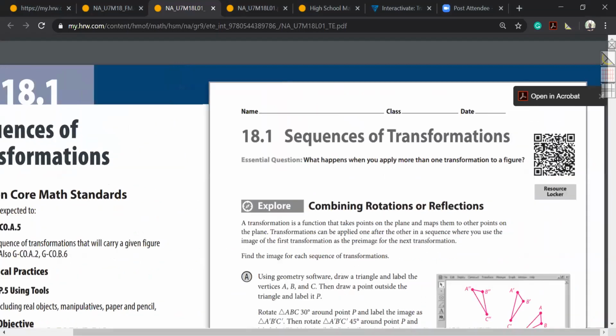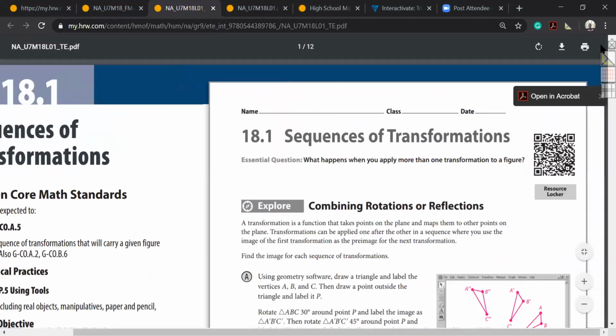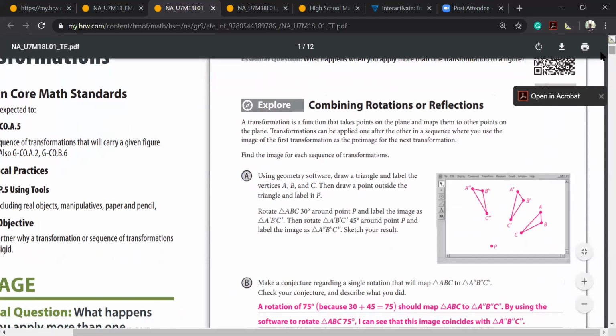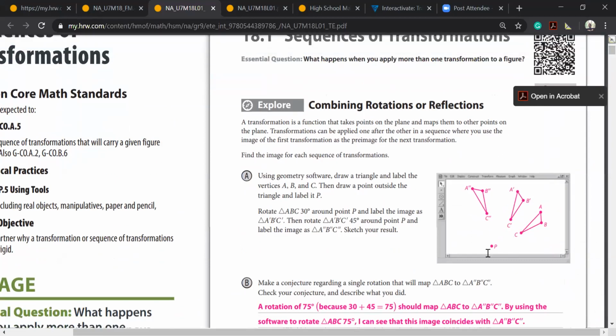This is what you will end with. This will be our shape. First of all, we drew a triangle ABC. This is the original one. And this was point P. And we were required to rotate it 30 degrees across point P.